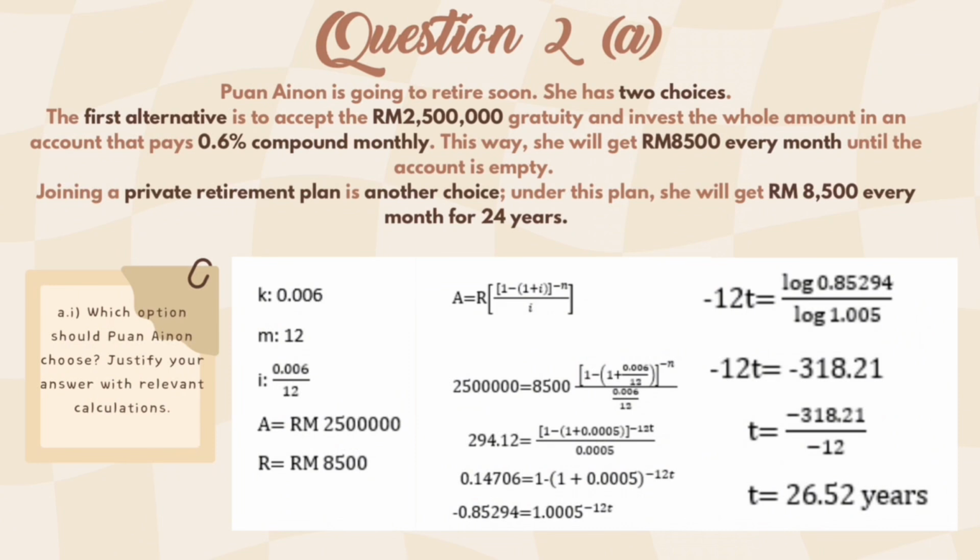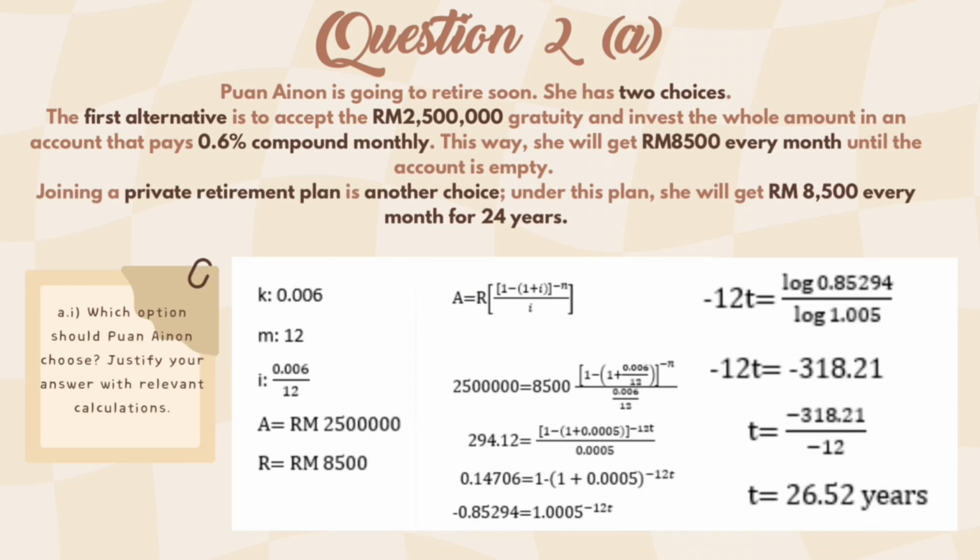Case study 2, question A. Puan Ainun is going to retire soon. She has two choices. The first alternative is to accept the 2,500,000 gratuity and invest the whole amount in an account that pays 0.6% compound monthly. This way, she will get 8,500 every month until the account is empty.